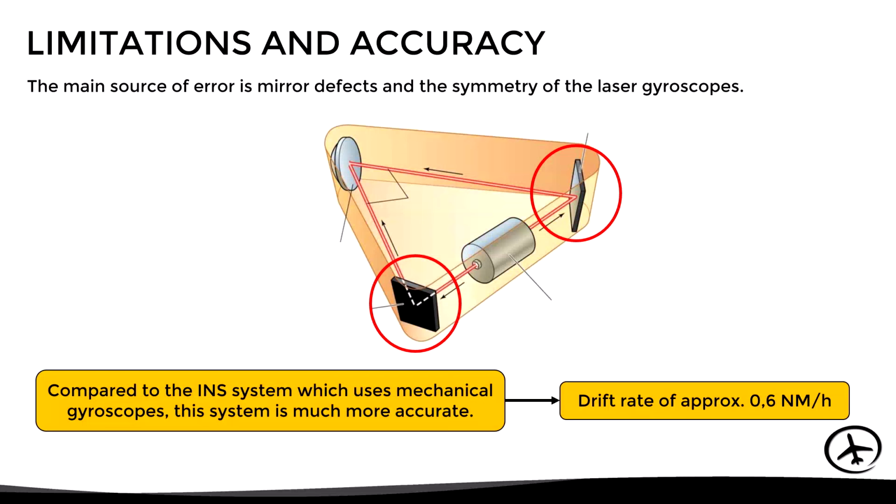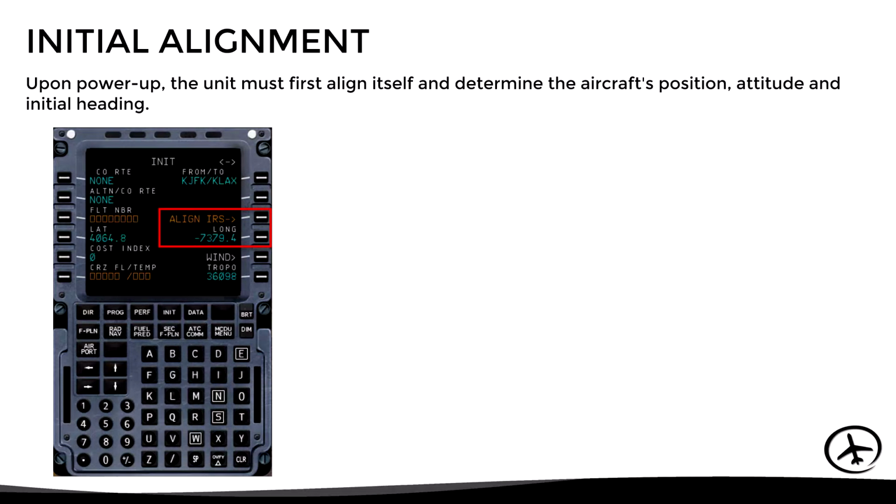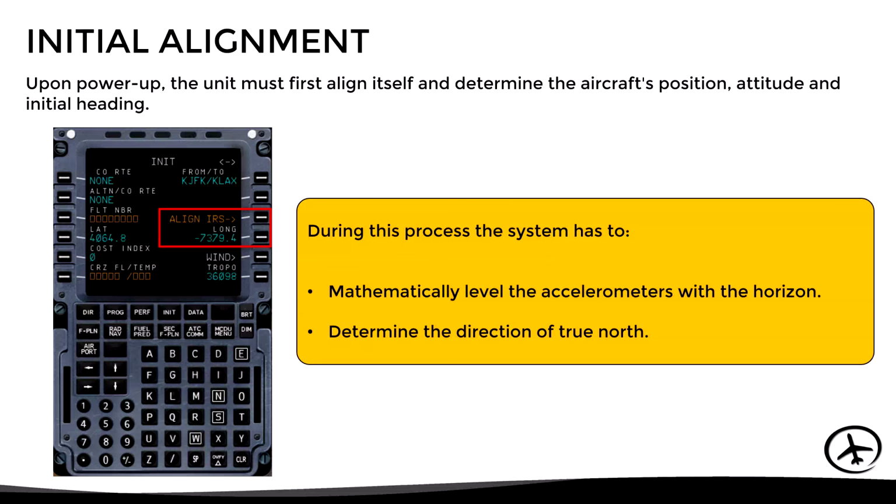Now, a characteristic of these inertial systems is that they require an initial alignment. Since, upon power-up, the unit must first align itself and determine the aircraft's position, attitude, and heading. During this alignment process, the system has to mathematically level the accelerometers with the horizon and determine the direction of true north. Let's see how the unit performs these processes in more detail. Let's start with the leveling of the accelerometers.